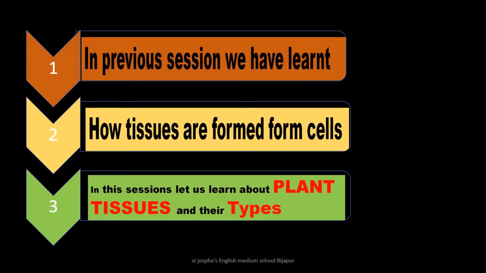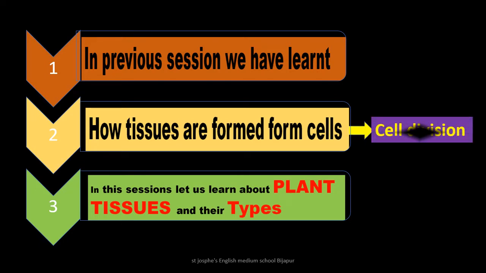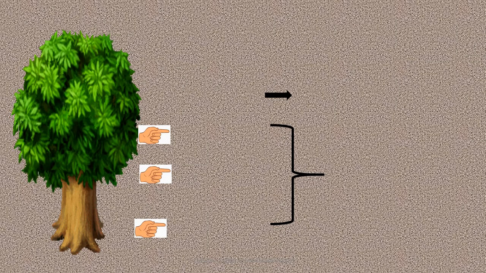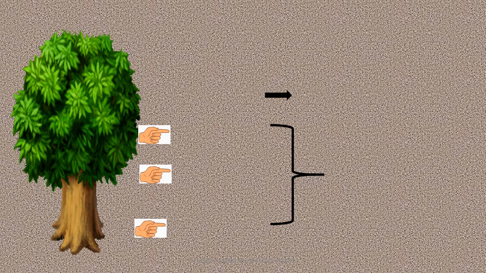In the previous session, we have learnt how tissues are formed from cells by the process known as cell division. In this session, let us learn about plant tissues and their types. So let us begin with today's discussion, the amazing world of plants.